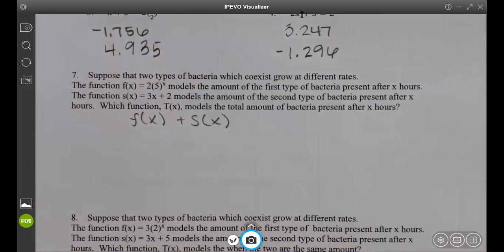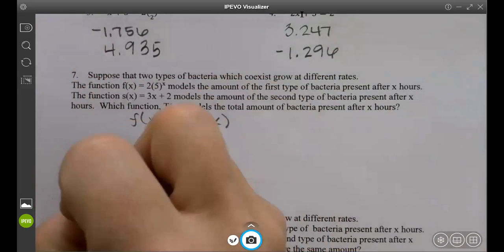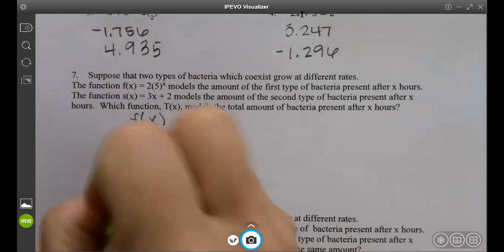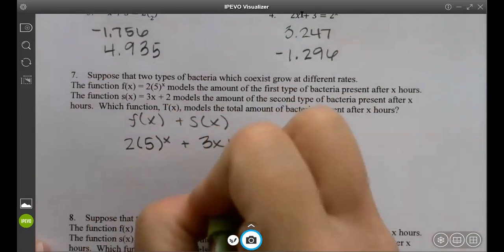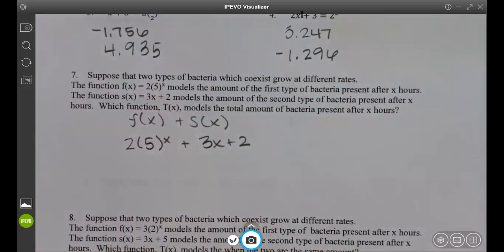There's absolutely nothing you can do after you use the functions, okay? So what was f of x? It was 2 times 5 to the x. We're going to add the other function s of x, which was 3x plus 2. There's nothing else you can do. It doesn't ask you to solve it or evaluate it. It just wants you to set it up.